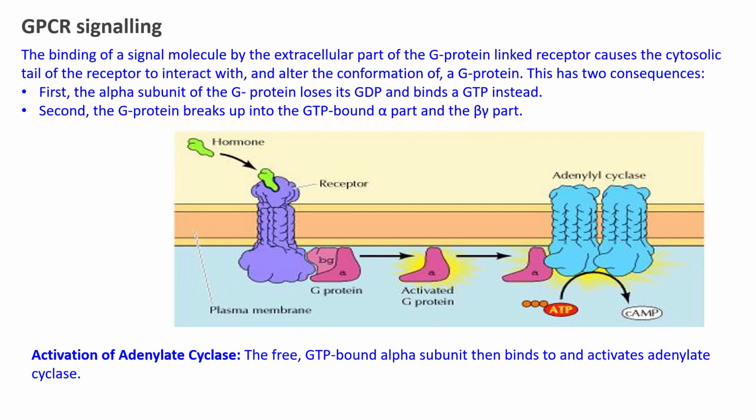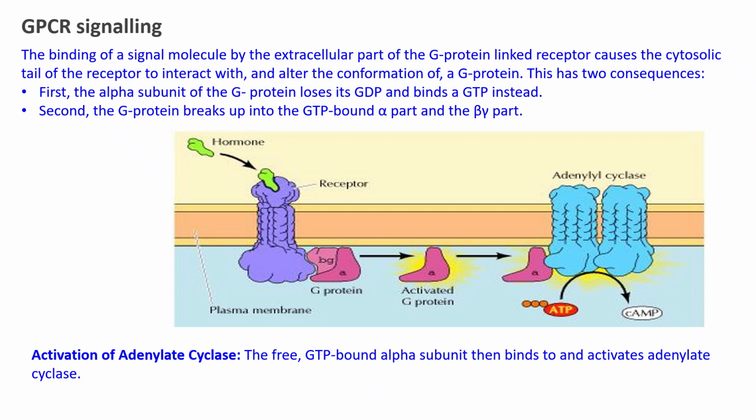Knowing about the GPCR signaling. The binding of a signal molecule by the extracellular part of the G protein linked receptor causes the cytosolic tail of the receptor to interact with and alter the conformation of a G protein.